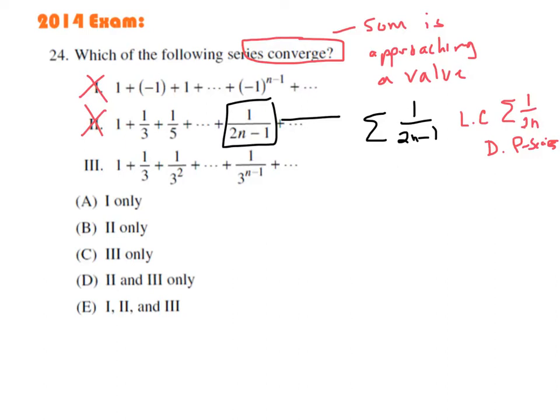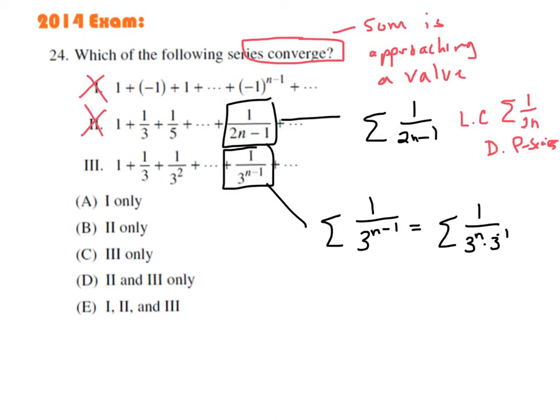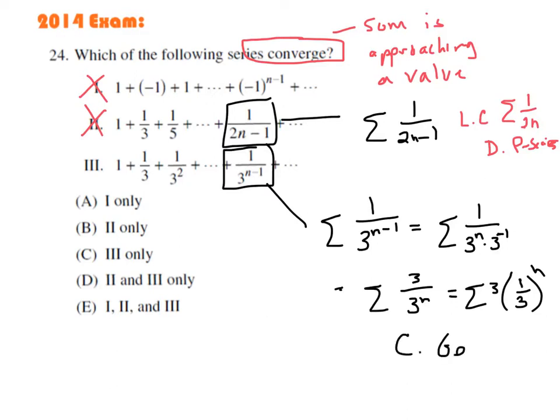Well, this next one, again, you look at this general term, and you bring this over and say, well, it's like saying this, which is the same as that, 3 to the negative 1, which is the same as this. I'm just going to keep going with simplifying. You probably see where I'm going, but that is a convergent geometric series. So the only one that converges is 3.